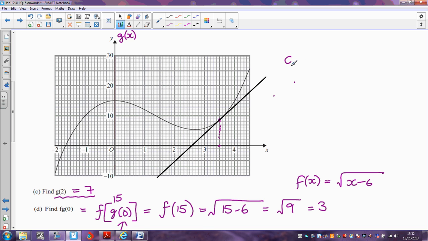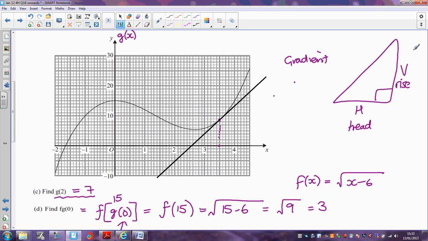Well, we know that the gradient of a straight line, if we have a right angle triangle like this, is always going to be the vertical divided by the horizontal, or you might know it as the rise divided by the tread, or the y difference divided by the x difference. However, we're going to have to draw a right angle triangle which fits neatly underneath here. So let's go all the way down here.